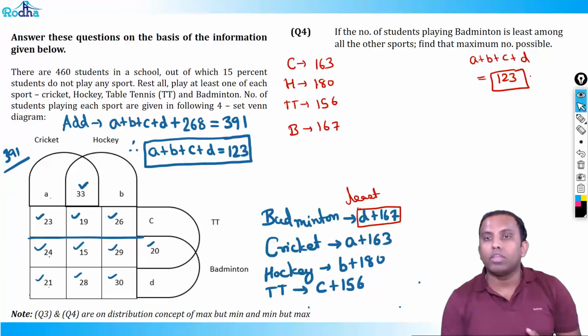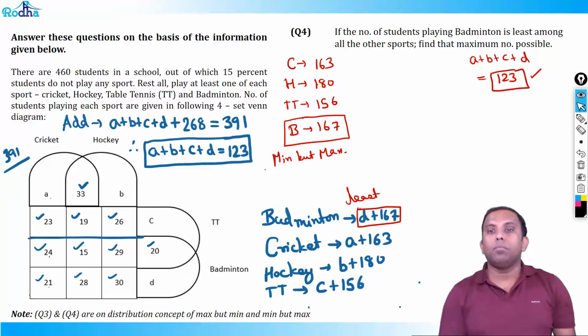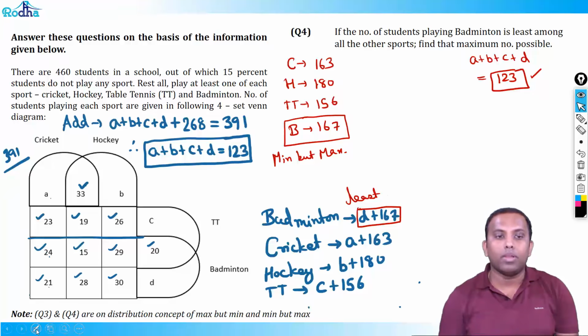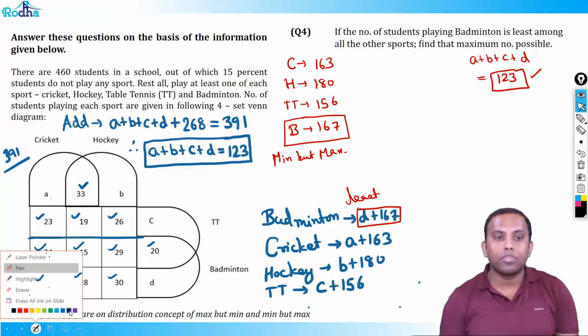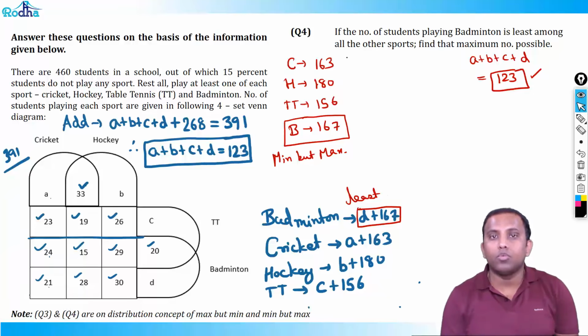I have to distribute these 123 chocolates among these 4 people such that B gets the minimum but maximum number possible. Again, same thing: we'll make all equal. Since C is 163, the maximum number here is 180. The funda is the same. So make all equal to 180. Give 17 to C, give 24 to T, and give 13 to B. Now all have 180, 180, 180 and 180.